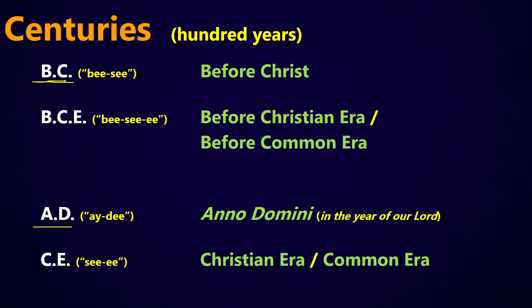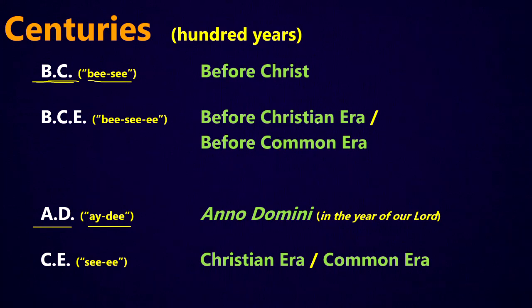So this one we pronounce as BC, like this. This one we pronounce as AD, like this. So the BC stands for before Christ, and the AD does not mean after death. It means Anno Domini, which is Latin for in the year of our Lord. So basically counting from when Jesus was a year old or whatever.